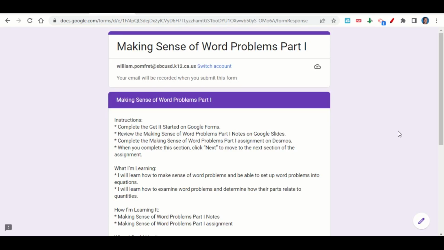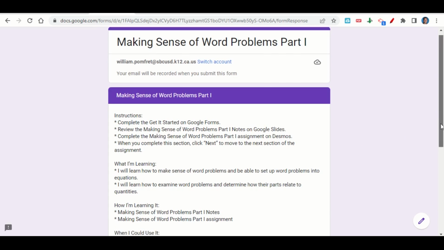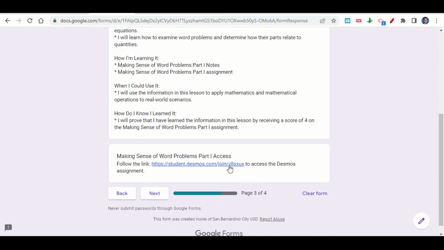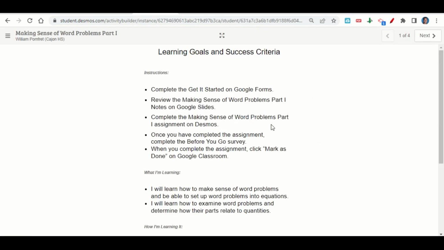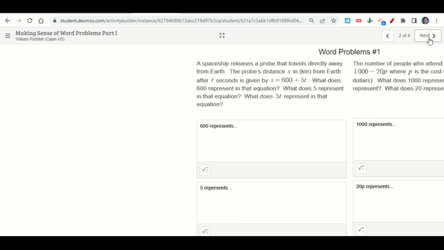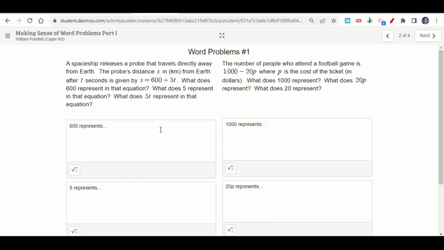Let's take a look now at the Making Sense of Word Problems Part 1 assignment. The assignment begins with the learning goals and success criteria. If we scroll down, there's a link here that'll take us to the Desmos activity. If we click on that link, it'll take us to a page that looks like this. We'll go ahead and click Start the Activity. The activity begins with the learning goals and success criteria. We'll go ahead and click Next. And it gives us a couple word problems and asks us to state what these different parts represent.